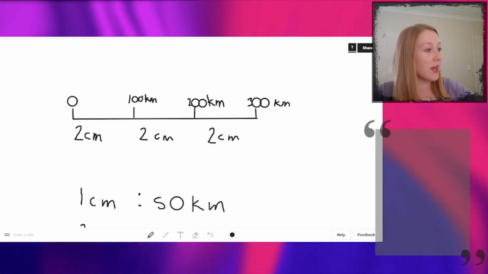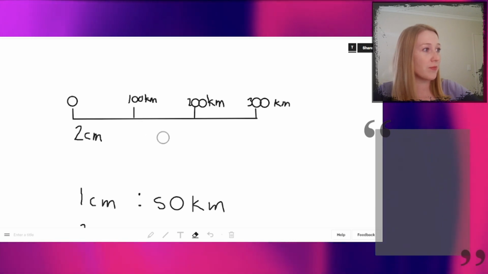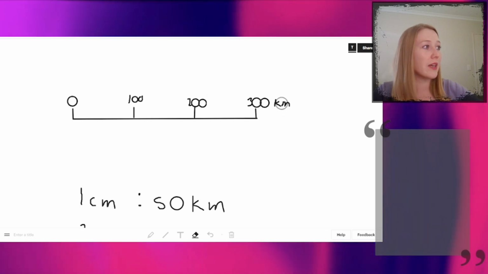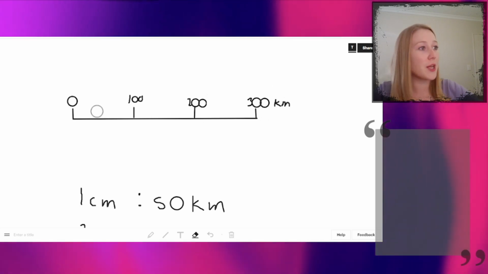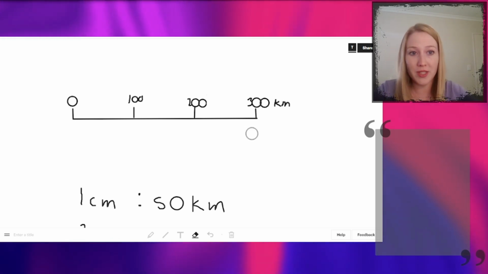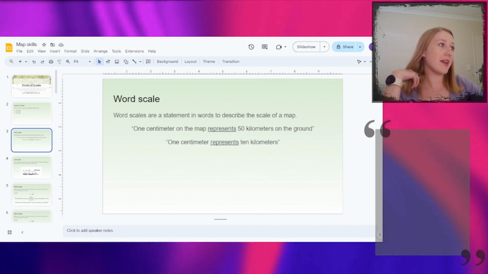But we don't have to show these units throughout the whole scale. A scale won't have these that you would have to measure, and it doesn't have to have the kilometers on each one. It can just have it right at the end, and that means that each one of these intervals is 100 kilometers. Then 1 centimeter represents 10 kilometers.